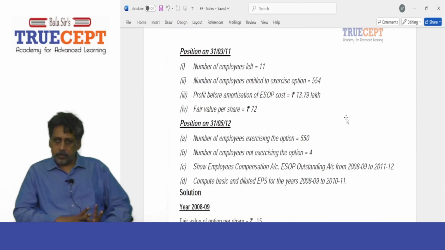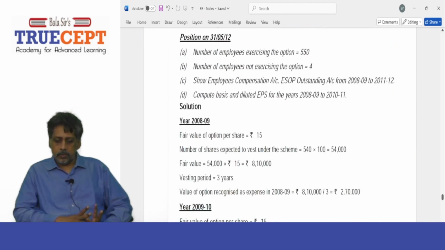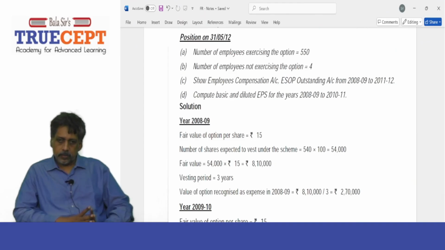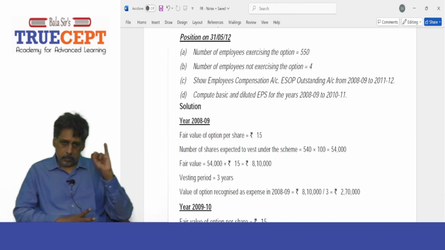Position on 31st March 2012. The number of employees exercising the option is 550. It is 550 employees exercise the option. Number of employees not exercising the option is 4. 4 employees are left, or they decided not to exercise the option. Next. Show employee compensation account, ESOP outstanding account for 2008-9 to 11-12, and also compute the basic and diluted EPS for the years 8-9 to 10-11.